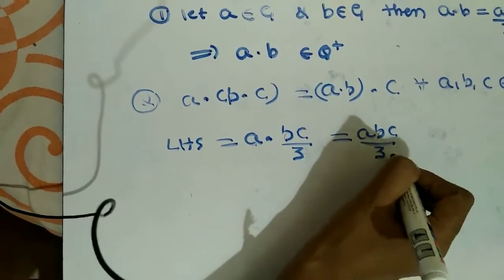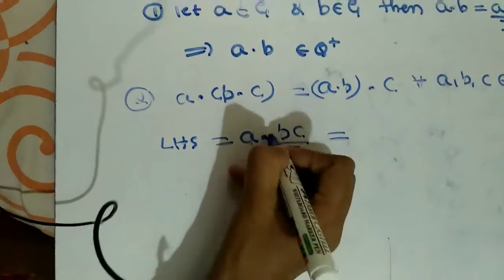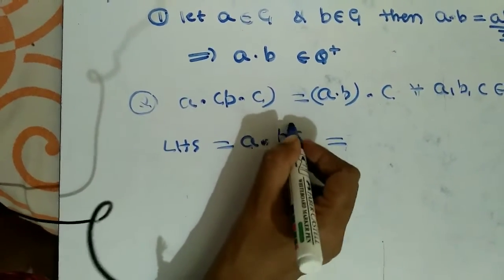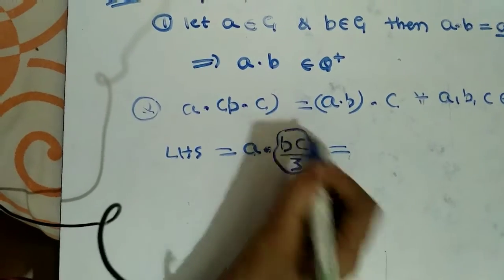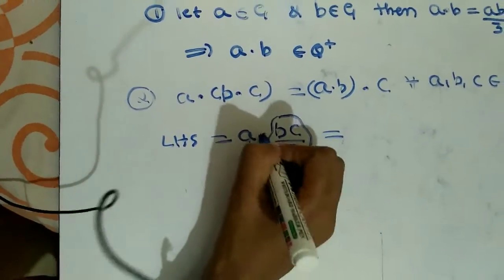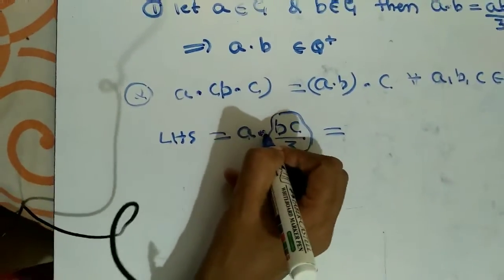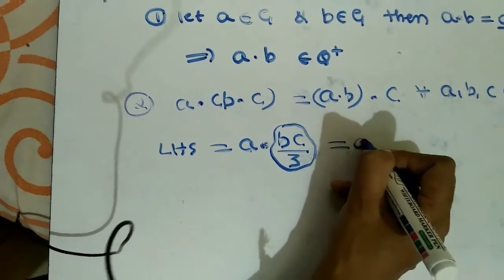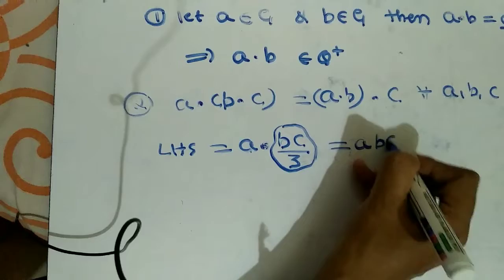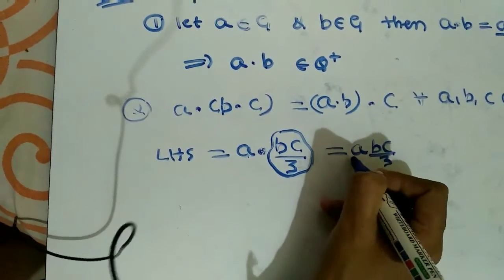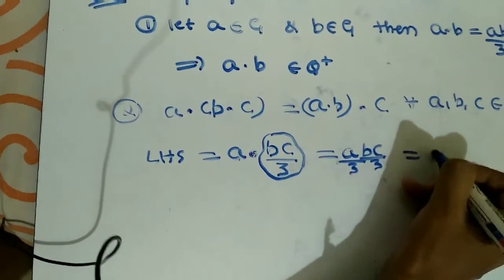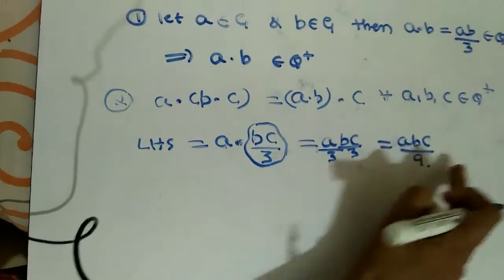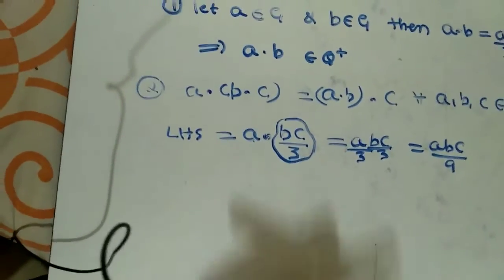Is this correct? No, it is not correct. Why? Because just look here. Here you have b composition c, just think this is also one number, like a d. If it is a d, then a composition d is ad divided by 3, right? Here d means bc by 3, and divided by 3. It means abc divided by 9. Got it? Yes, this is simple, guys.